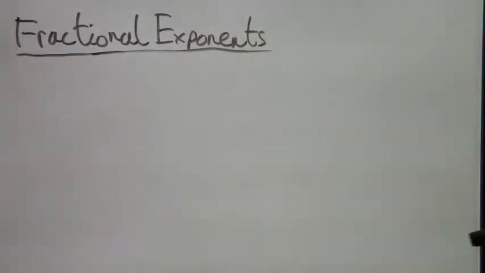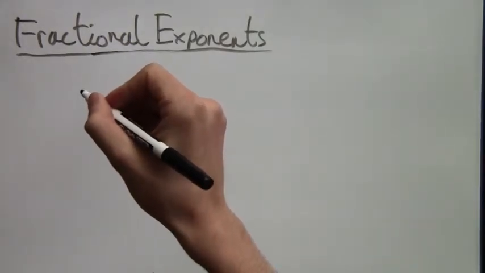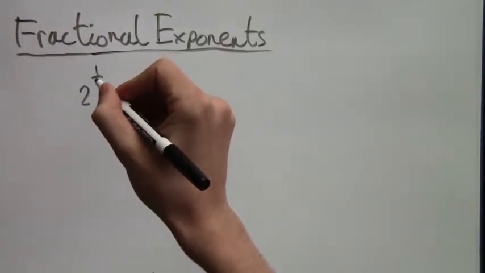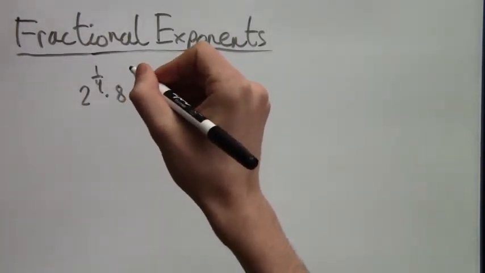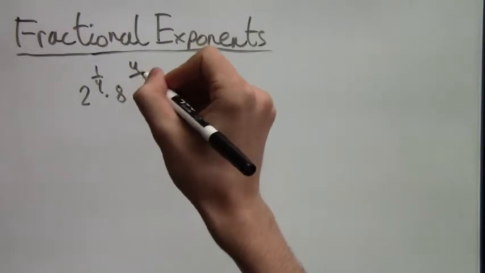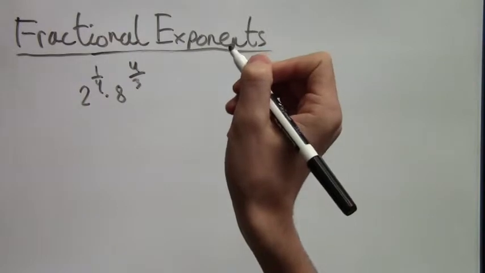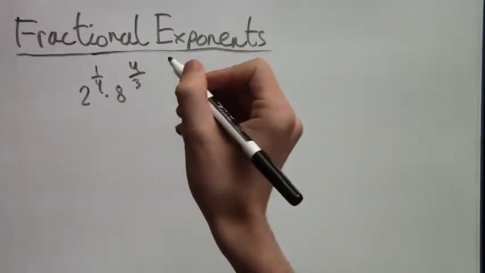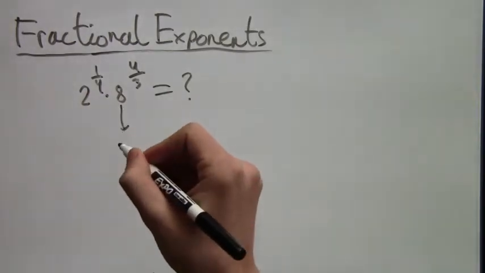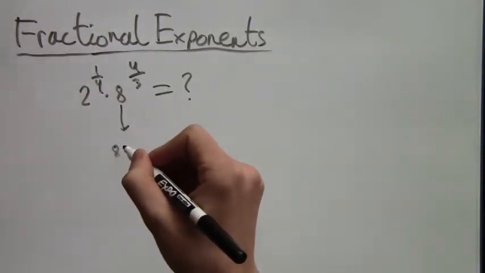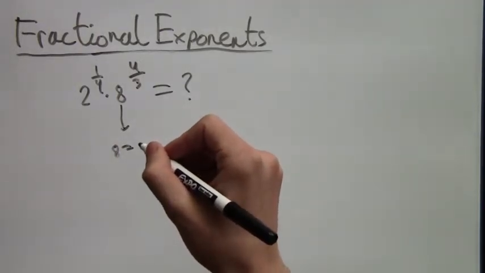Alright, let's try another example. 2 to the 1/4 times 8 to the 4/3. So this time we have several fractional exponents multiplied together. First, let's simplify the 8 to the 4/3 because we have a base 2 and a base 8, but we want both of them to be the same base.